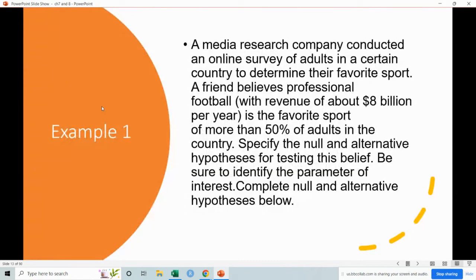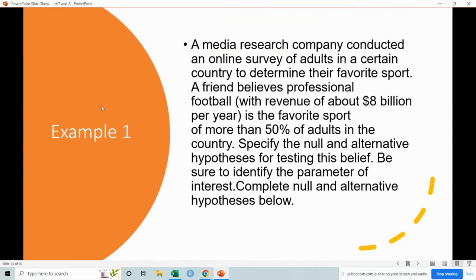So our first example, we want to set up a hypothesis test. A media research company conducted an online survey of adults in a certain country to determine their favorite sport. A friend believes professional football, with revenue of about $8 billion per year, is the favorite sport of more than 50% of adults in the country. Specify the null and alternative hypothesis for testing this belief. Be sure to identify the parameter of interest, complete the null and alternative hypothesis below.